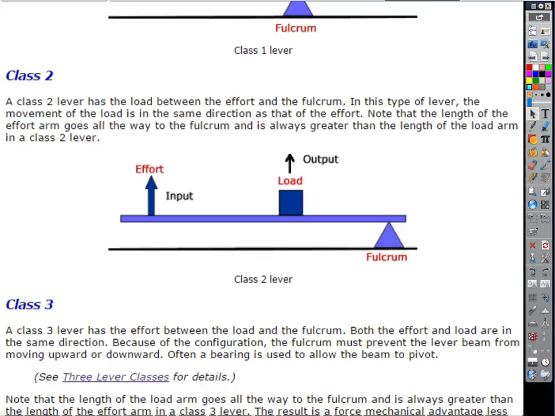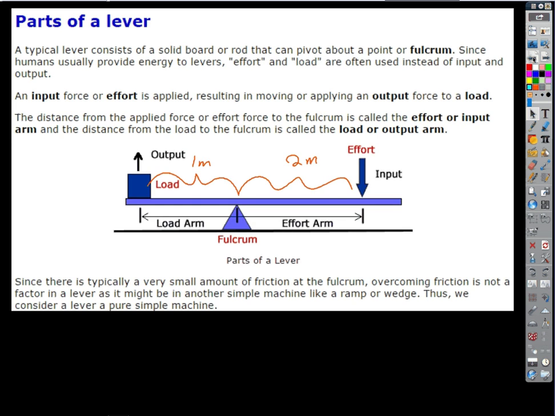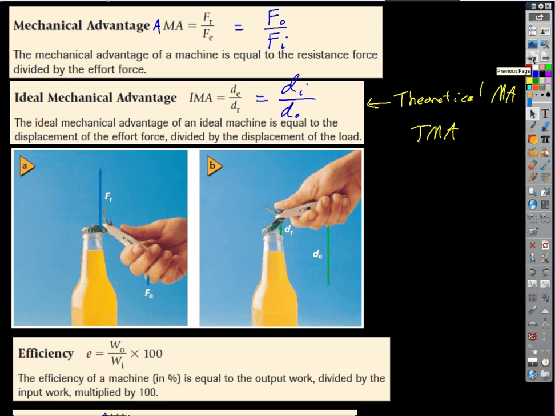So, this is going to provide a second-class lever. Tell me, what can you tell me about the mechanical advantage of a second-class lever? There's a general statement you can make. Think what ideal mechanical advantage is. It's always going to be, now notice the ratio is opposite of actual, it's always going to be greater than one.